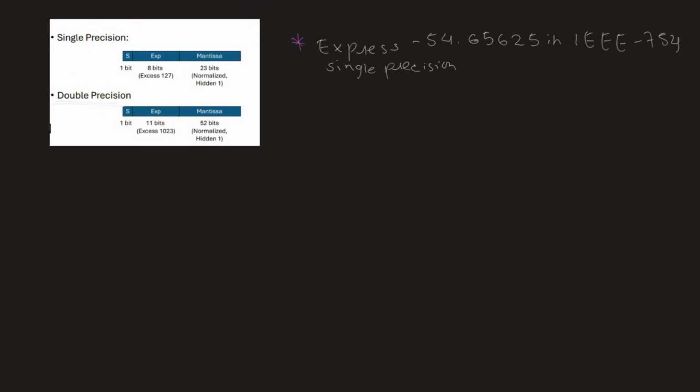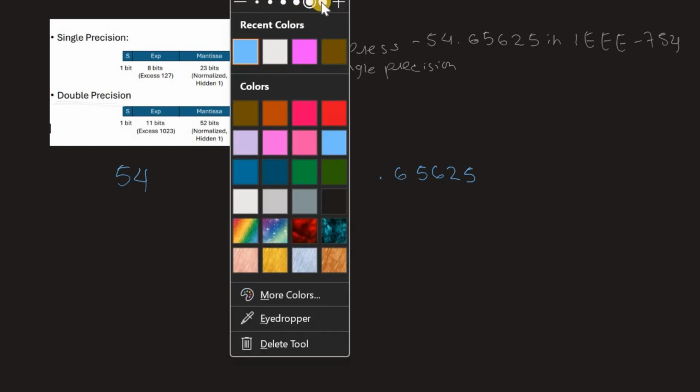So okay, let's go ahead and actually do the single precision problem. We're going to divide the problem into two parts. First we're going to convert the 52 into binary, and then the decimal part 0.65625 into binary. Okay, so we have 52, and let's go ahead and convert that into binary.